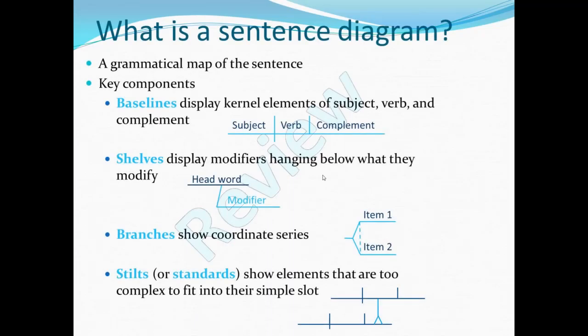I won't belabor these review slides, so you might want to be ready on your pause button in case you need to stop and look at some of these slides for more time than I allot for them. First, we ask what a sentence diagram is.